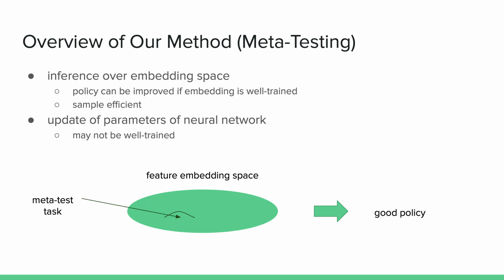In meta-testing, our method uses the learned relationship and infers what a good policy is. Thanks to the inference based on the learned relationship, the policy can be improved with a small amount of data if the embedding space is well trained. In case the embedding is not well trained, our method also updates the parameters of the neural networks after the inference. That's an overview of our method.